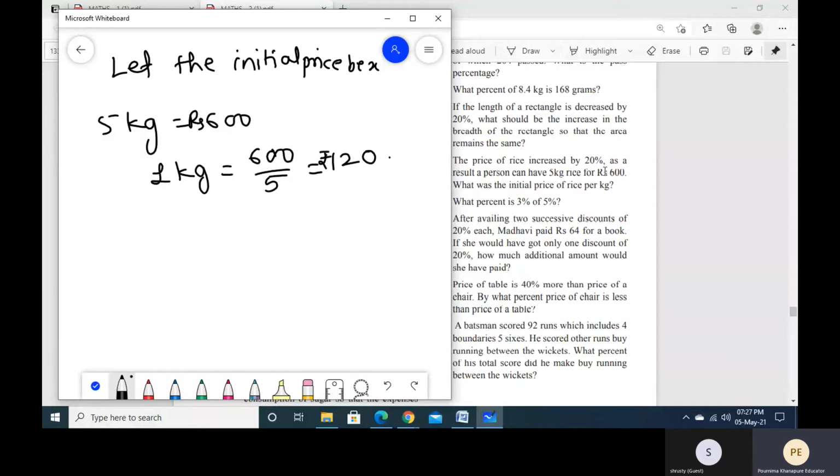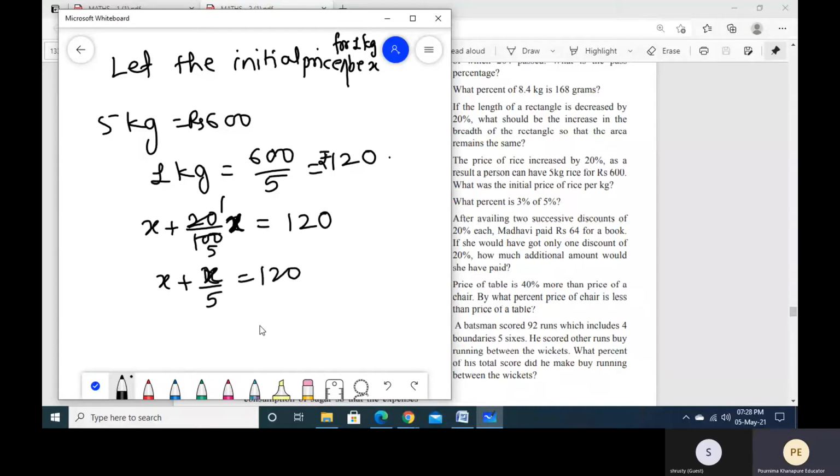Now there is an increase of 20%. Let's say the initial price for 1 kg of the rice is X. So X plus 20% increase of this X, that is X plus X upon 5, is equal to 120, because now that the price is increased, the price is 120.